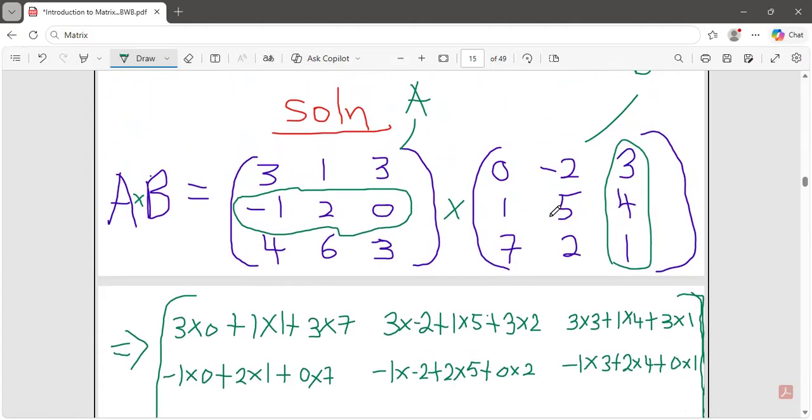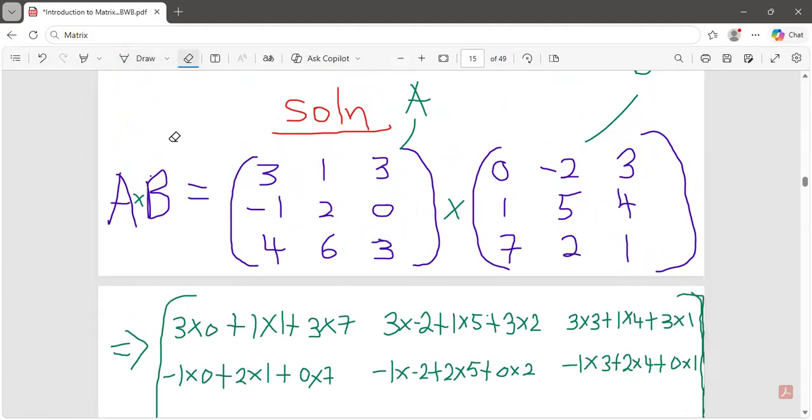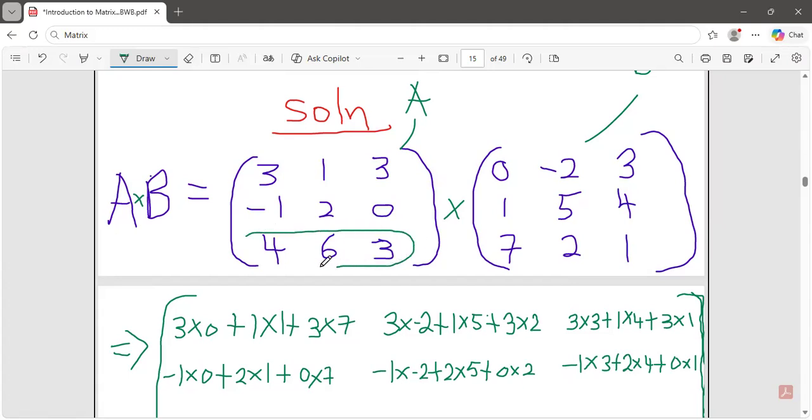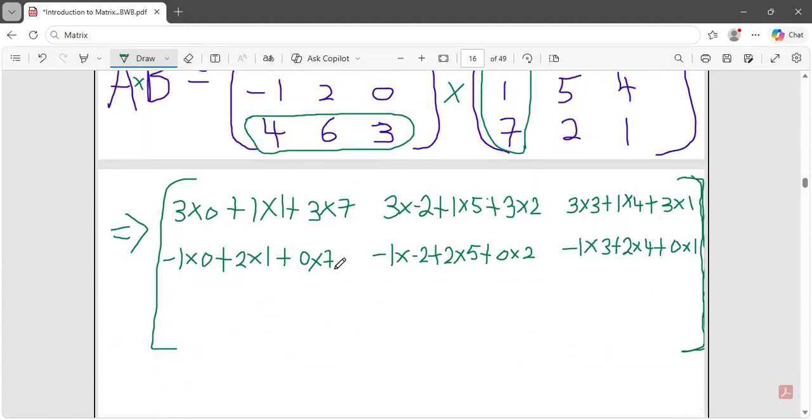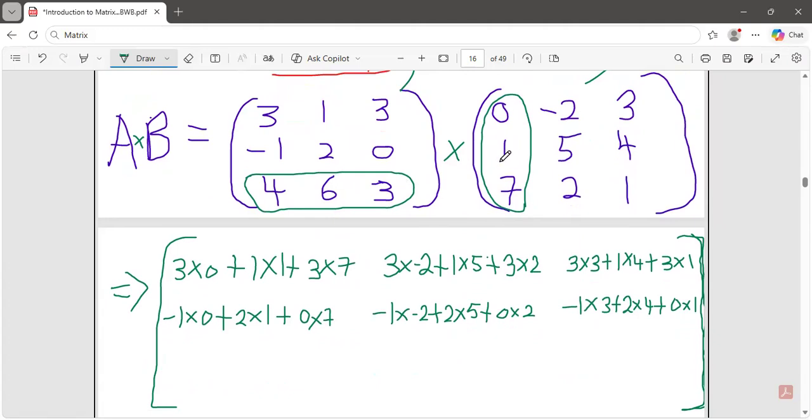Now that we are done with that for A, we are coming to focus on the last row. So we'll come and focus on the last row like this. This last row is going to multiply the first column first. We are going to take it bit by bit. So we get a relation such as 4 times 0, 6 times 1, and 3 times 7, at this side.